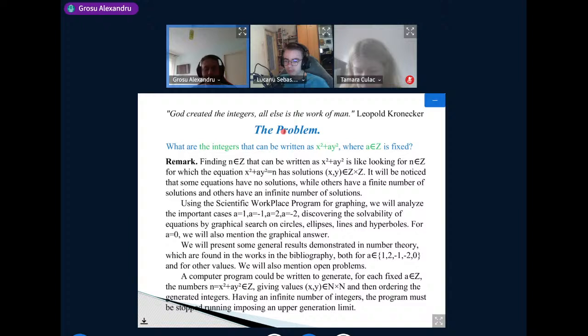A computer program could be written to generate, for each fixed integer a, the numbers n equals x squared plus a y squared, giving values x and y positive integers, and then ordering the generated integers, having an infinite number of integers. The program must be stopped running, imposing an upper generation limit.